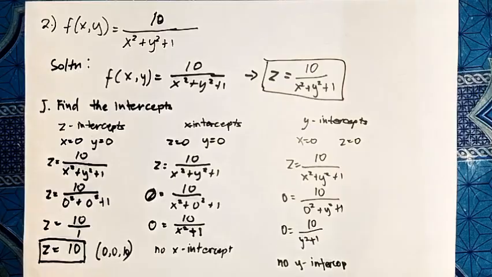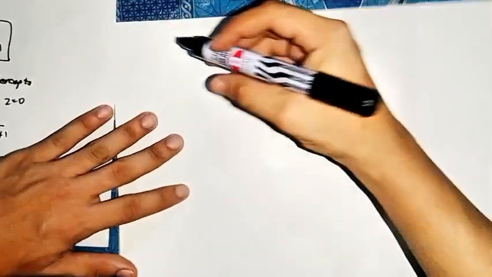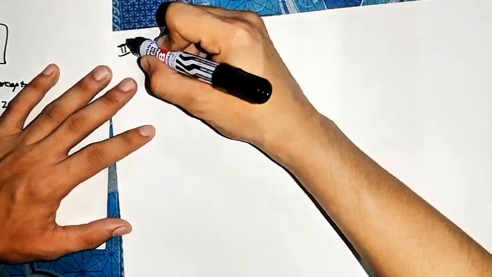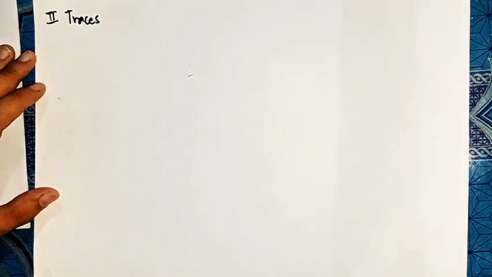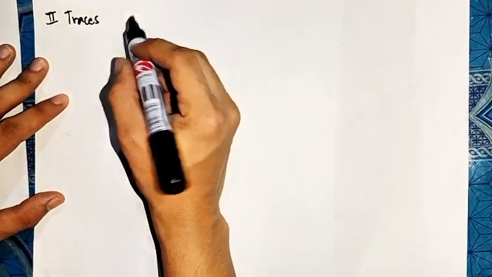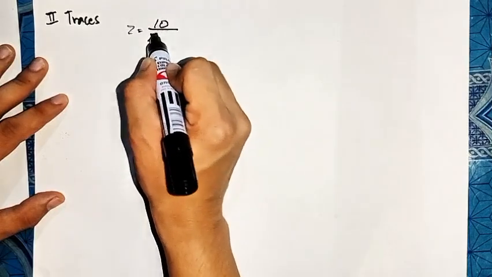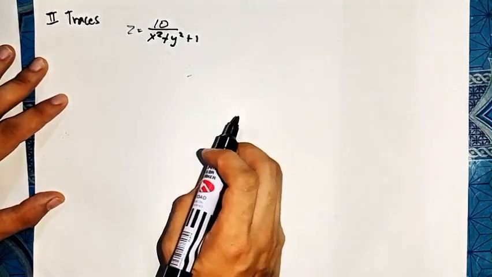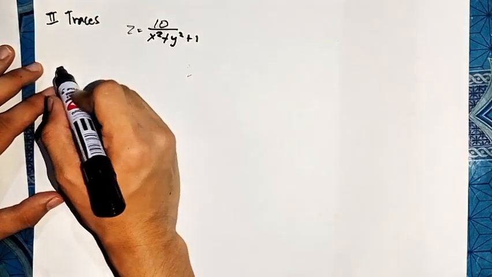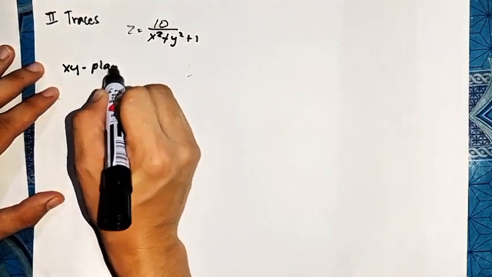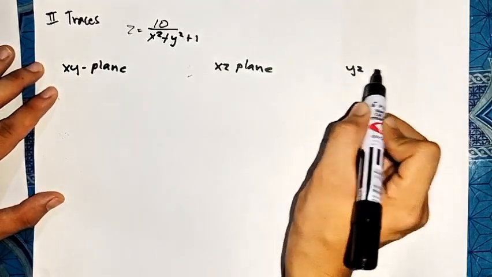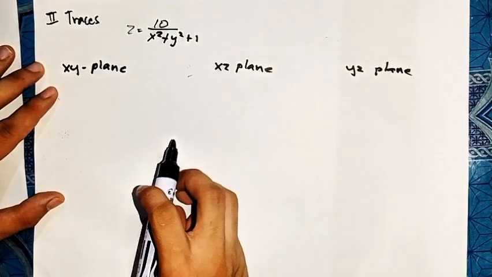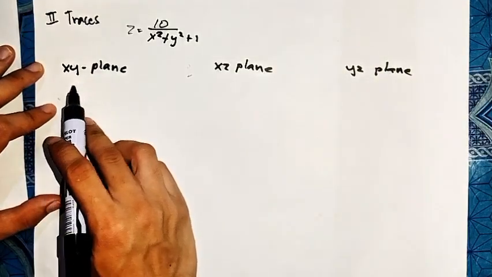Now, let's proceed to finding the traces. Second is traces. So again, we have the function z is equal to 10 over x squared plus y squared plus 1. Now in traces, we have three traces. We have the xy plane, xz plane, and yz plane. Now, let's first find the traces in the xy plane.